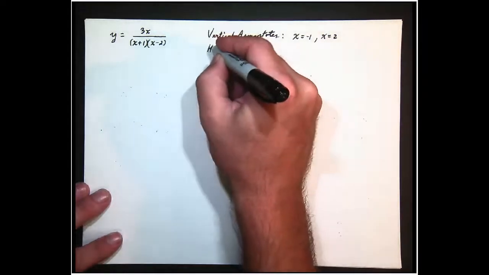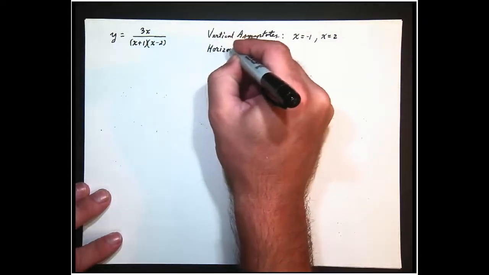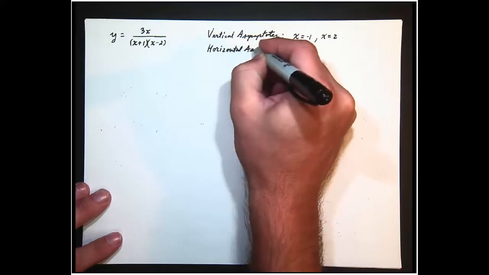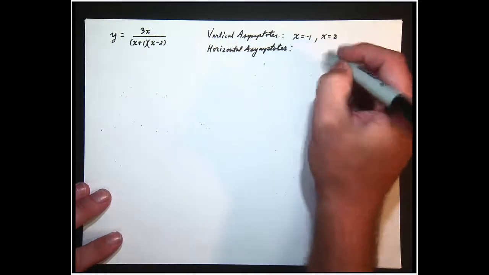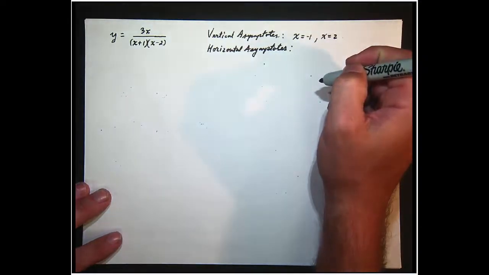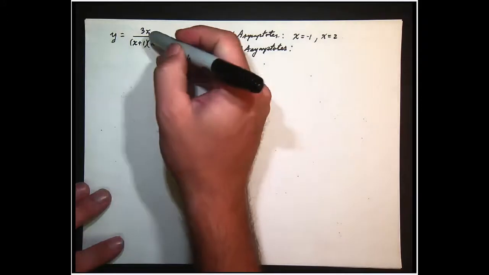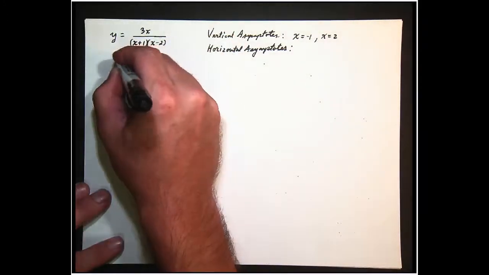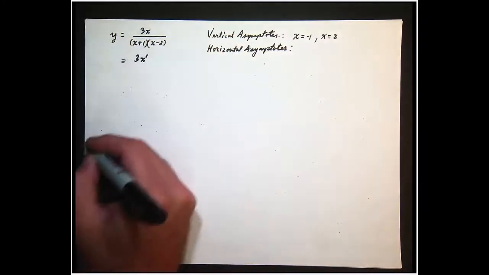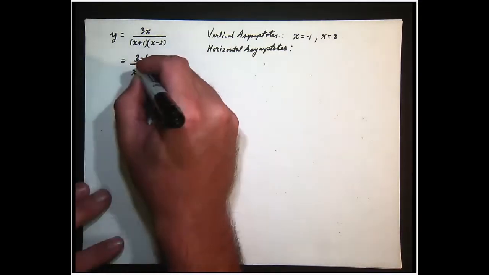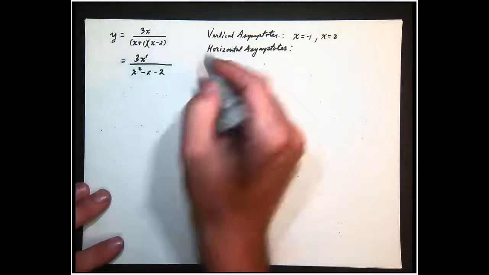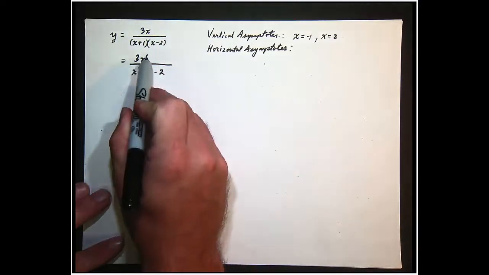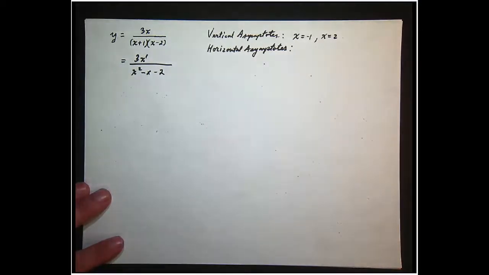Next we do horizontal asymptotes. For horizontal asymptotes, we look at the degrees of the numerator versus the denominator. The degree of the numerator is 1. The degree of the denominator is 2, because if you FOILed this, this is what you would get. So the degree down here is a 2, the degree up there is a 1. Therefore, the degree of the denominator is larger.